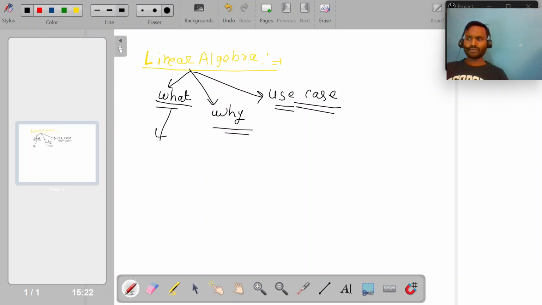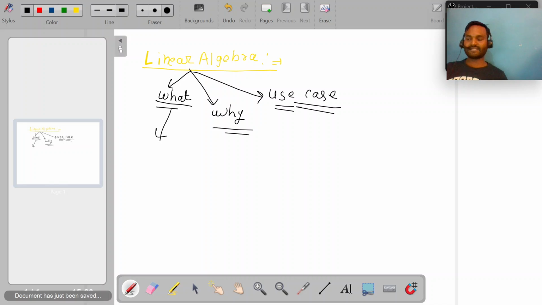In this subject we will study scalars, vectors, matrices, systems of linear equations, vector spaces, linear transformations, eigenvalues and eigenvectors, determinants and ranks. We will study these in further videos. So why do we need to study it? Multiple variables help solve many equations simultaneously, and it is also used in higher mathematics, technology and science.